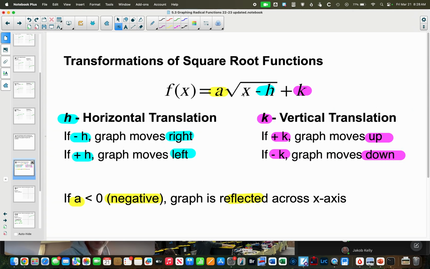So this is our general form, and a is going to cause a stretch. If it's negative, it's going to be reflected over the x-axis. The h is going to move it left or right, and the k is going to move it up or down.